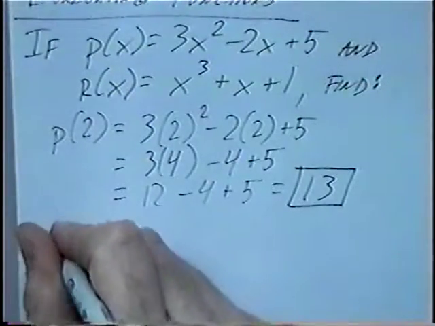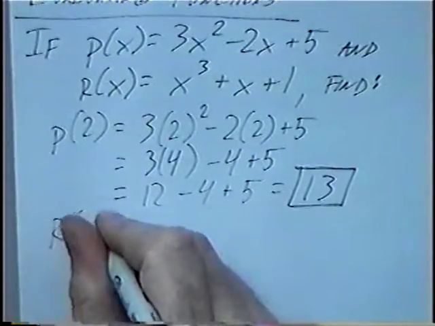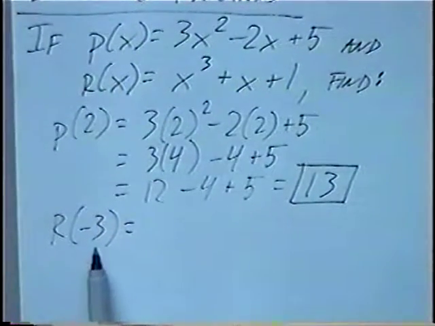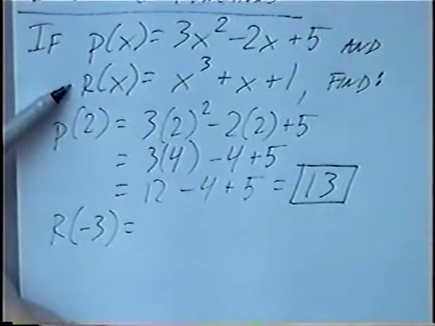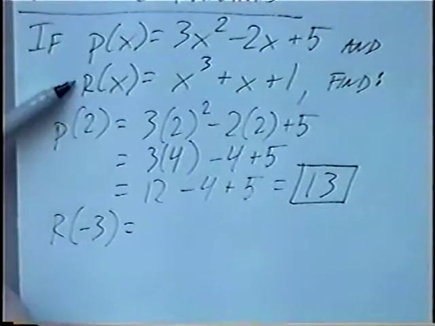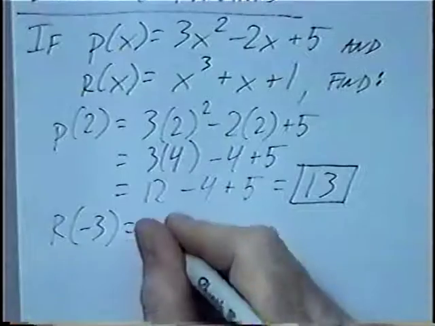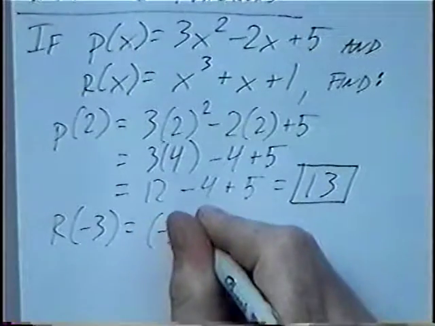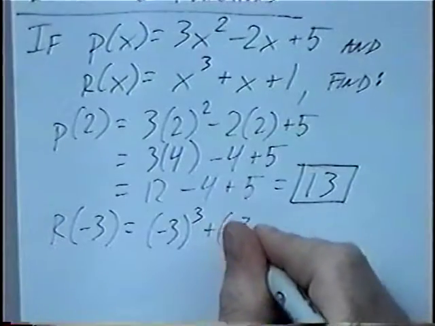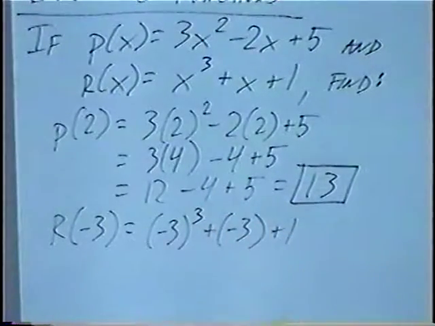Second question, R of negative 3. In this question, we'll take negative 3 and we'll plug it into the R equation for the variable x. Rewriting the R equation, we have x cubed, which in this case would be negative 3 cubed, plus x, which would be plus a negative 3, and then plus 1.